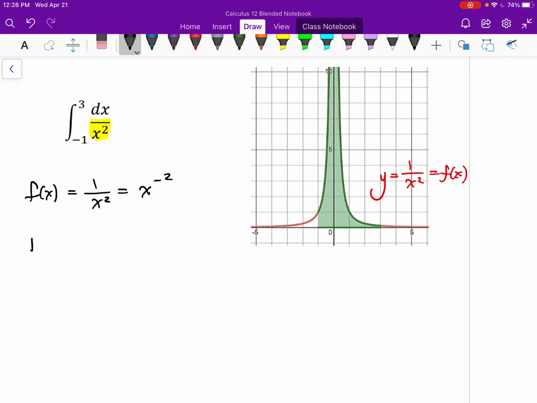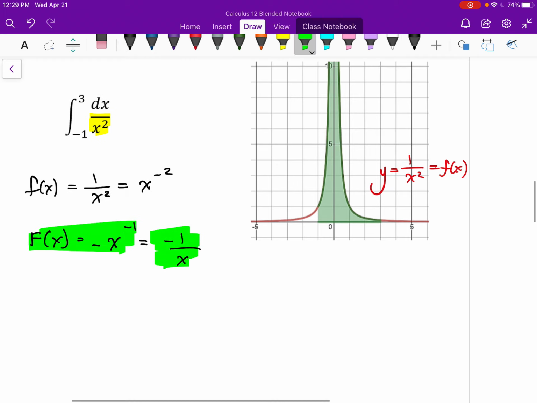So let me find my antiderivative. Using my power rule backwards, I add 1 to negative 2 to get negative 1, and divide by negative 1, same as just multiplying by negative 1. So really I have just that as my antiderivative. That's quite pleasant, which again is equivalent to just negative 1 over x.